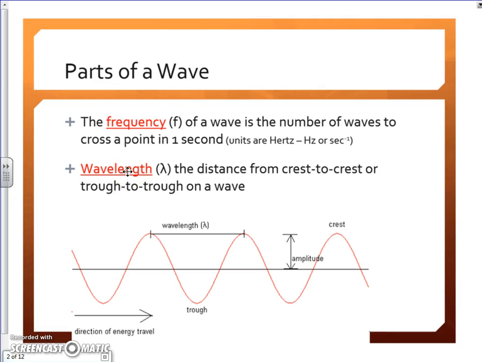Wavelength then is just how long the wave is. You'll see that abbreviated with the Greek letter lambda right here, which looks kind of like a weird upside down Y. This is the distance from crest to crest, or you could go trough to trough of a wave, and it is just its distance.